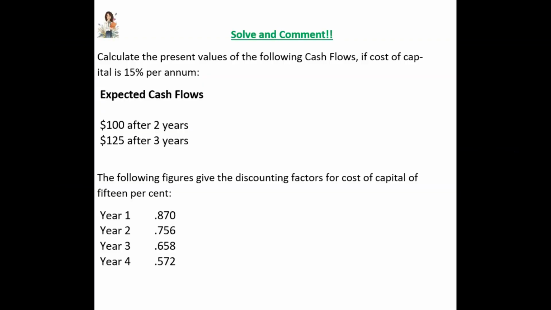Here is a small assignment for you. You have been given some cash flows and the cost of capital is 15%. You have to find out the present values of the cash flows. Do solve and comment your answers below.